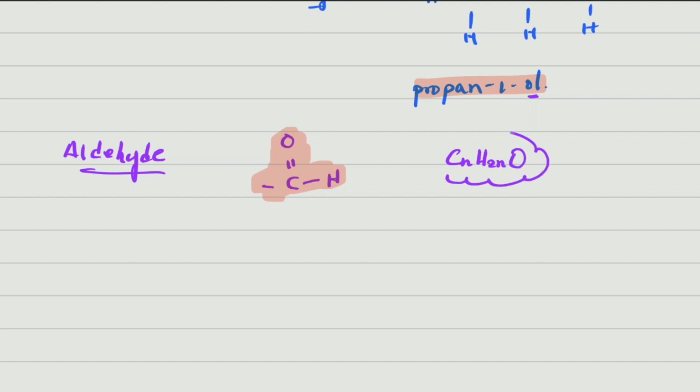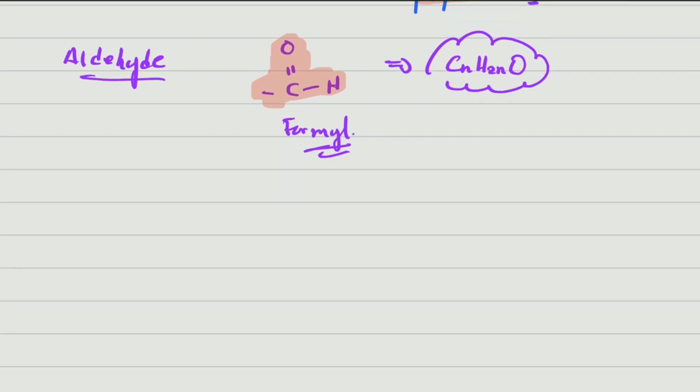That is the general formula for aldehyde, which means all the aldehydes will follow that general formula, and this functional group has a name, which is called formyl. Formyl is the name of that functional group. Okay, so here is the thing of aldehyde. Now let's see one example.